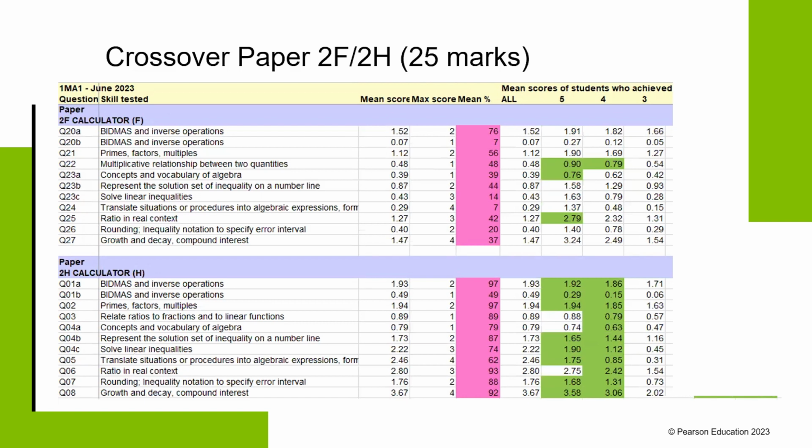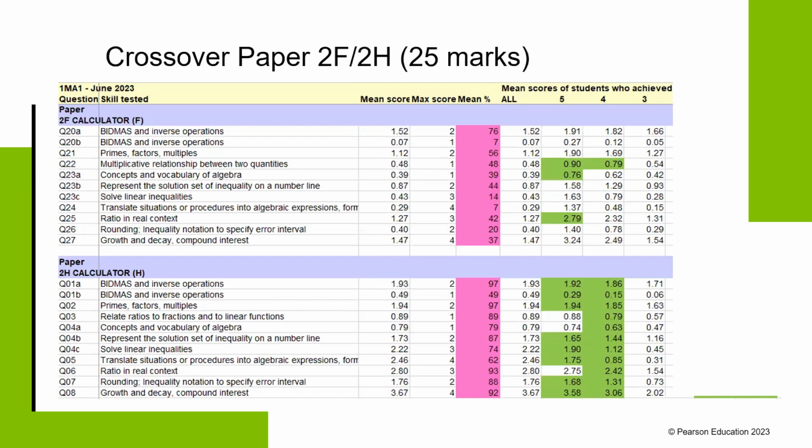You can see here question 25, a real tricky ratio in context question, but our foundation tier students at grade 5 were getting around 2.79 on average out of 3 marks versus 2.75 out of the 3 marks on the higher tier. So again, this should reassure you that a grade 5 student, foundation tier or higher tier, they perform similarly, they score similarly, which is reassuring because of that equating algorithm.